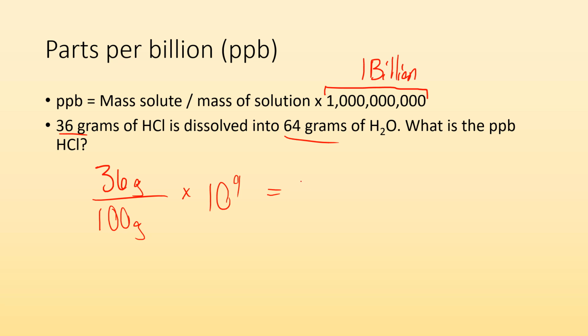And I end up with an even bigger number. Now let's see if I can do all the zeros right. So I'd end up with 360 million parts per billion. So again, probably more appropriate to use percentage in this kind of mixture, but parts per billion is an important unit used when you're measuring things like contaminants in water.